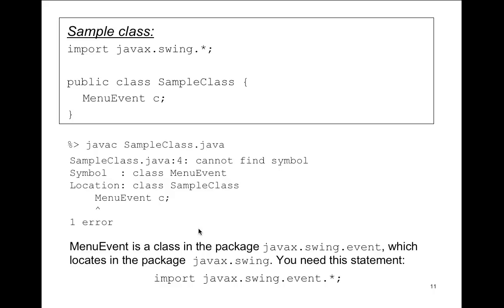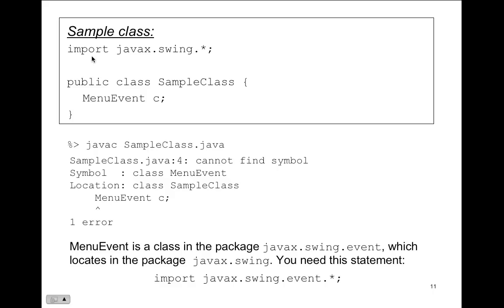So here's a sample. We have import javax.swing.*. This is the GUI output, the GUI components that we're looking at. And we're going to create a new object called MenuEvent. We're going to get an error message, because javax.swing.event is what we needed. It's going to go this way. It's not going to go this way.